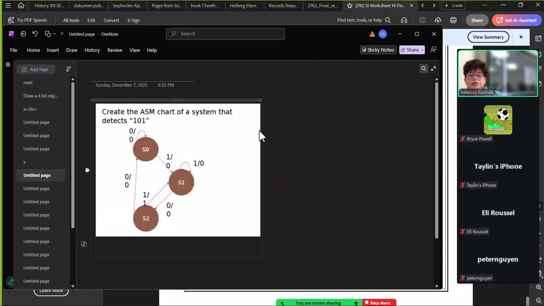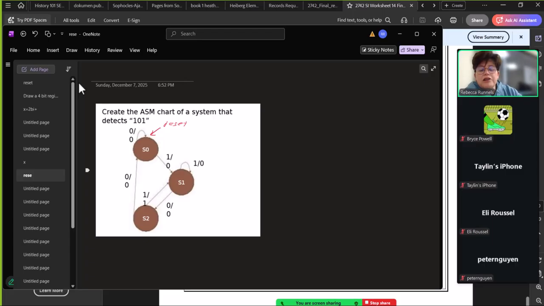Okay, create the ASM chart of a system that detects 101. And I have the state diagram right here. Are we assuming that S0 is where it starts? I'm thinking. Okay, so y'all tell me how I should start this.